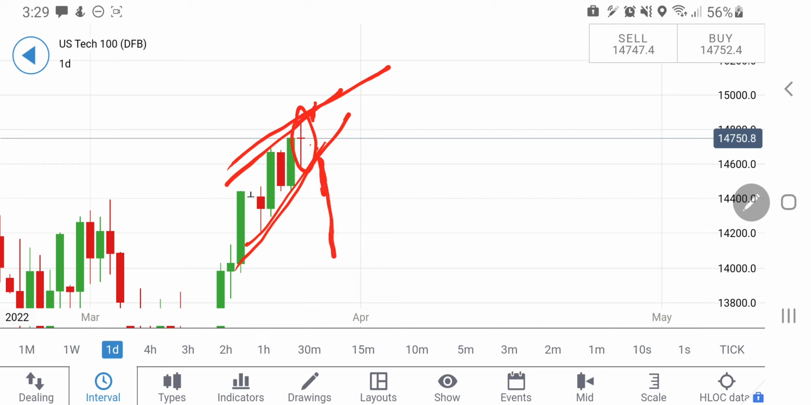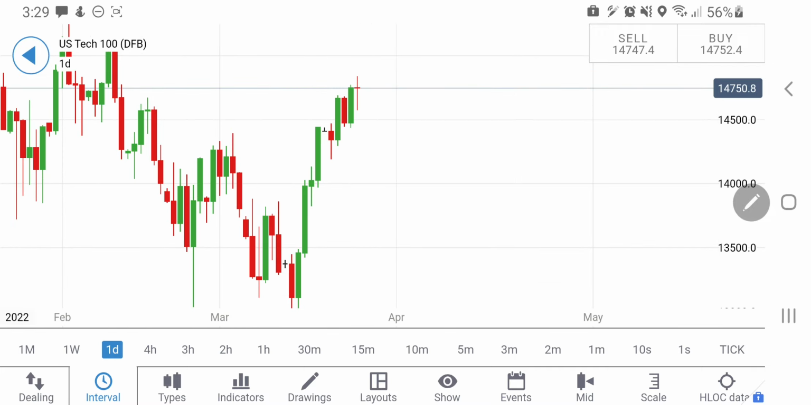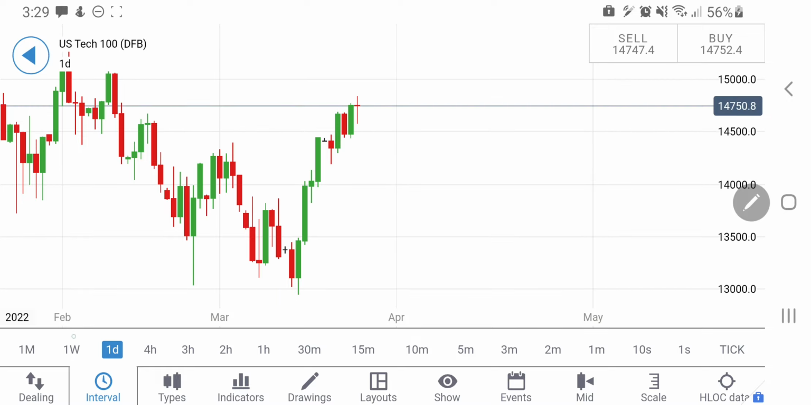It may try to come back again towards this zone at 14,000 to 14,200. This zone is very important, between 14,000 and 14,200, for the next resistance leg out there, and then here in between 13,500 to 14,000. So I'll be cautious and watchful in this zone, but this is just on the daily charts.